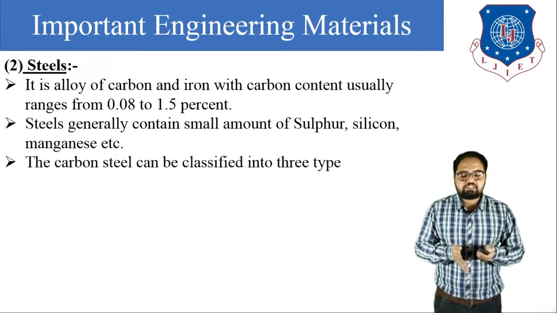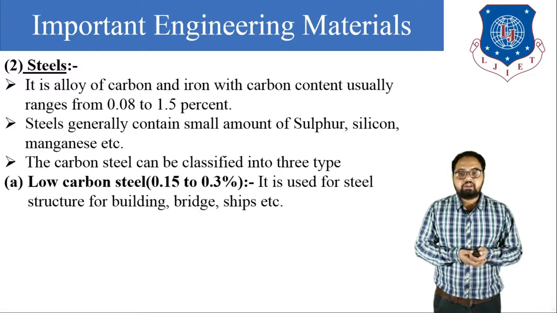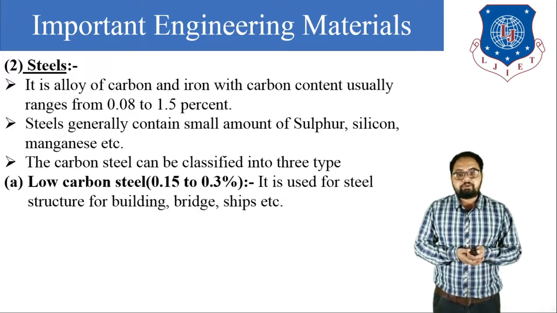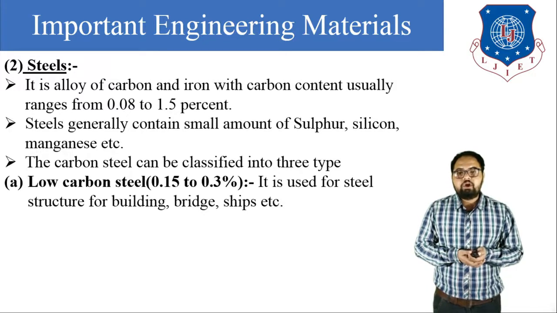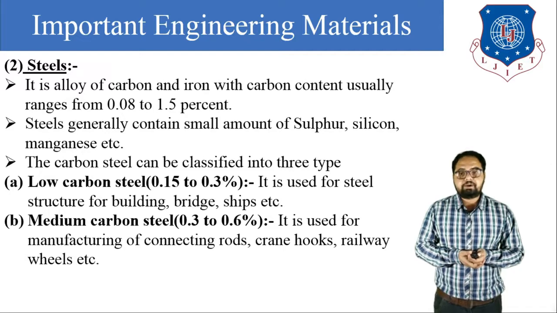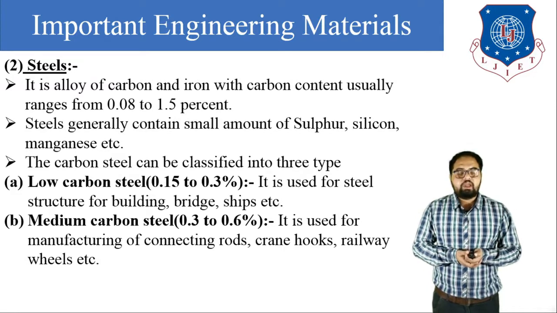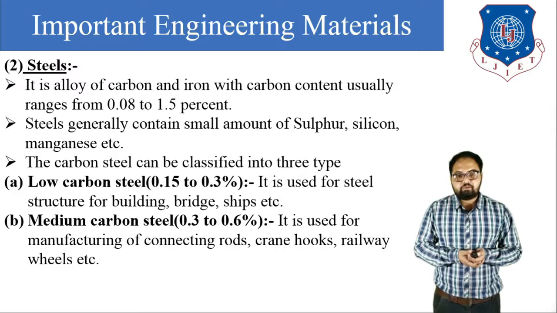So carbon steel can be classified into three types. The first one is low carbon steel. In low carbon steel, the carbon amount ranges from 0.15 to 0.3%. And this type of carbon steel is used for steel structures, for building bridges and ships. The next one is medium carbon steel. In medium carbon steel, the amount of carbon ranges from 0.3% to 0.6%, and these are used for manufacturing of connecting rods, crane hooks and railway wheels.